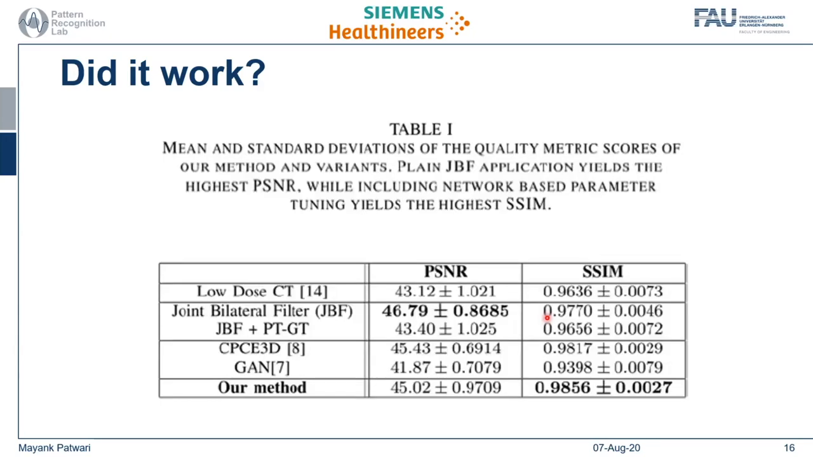And as for the quantitative comparisons, we compare not only to our ablation studies, but also to a couple of state-of-the-art methods, CPCE3D, which is a residual network, and GAN, a generative adversarial network. And we find that our method is the best at structural similarity. While pure joint bilateral filtering produces a better signal-to-noise ratio, the structural similarity index is lower, indicating that we might possibly be losing some features in the quest to eliminate noise.